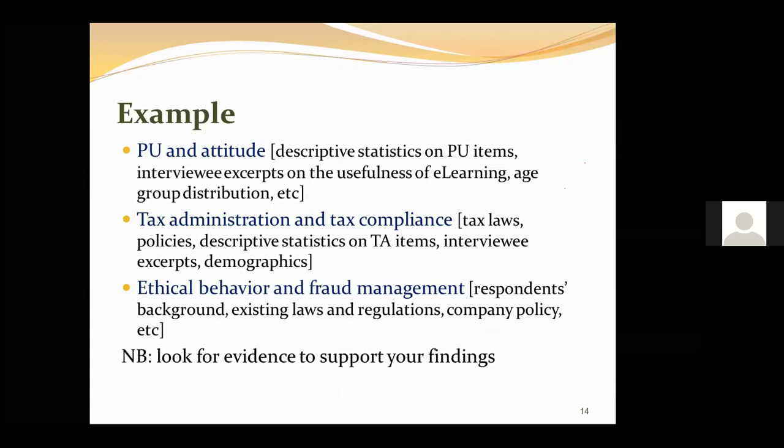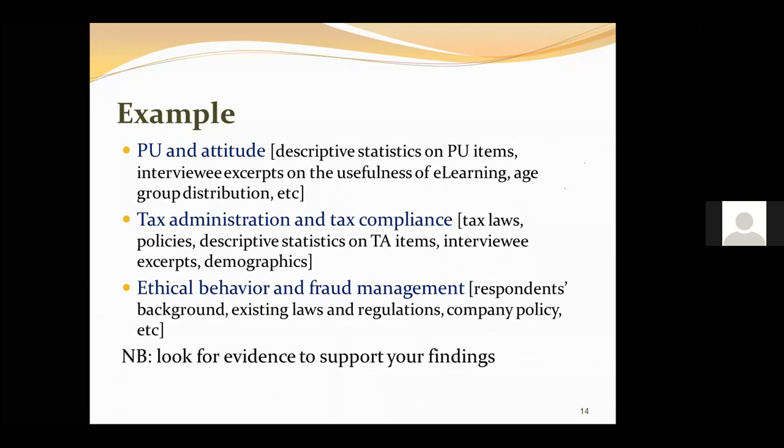Look at the frequency distribution, the age demographics. What is the age group distribution in this case? You'll find that majority of your respondents are between the age of 20 and 25. There's a story about this age group that will help you to explain the reason why the result on the relationship between perceived usefulness and attitude turned out the way it did.